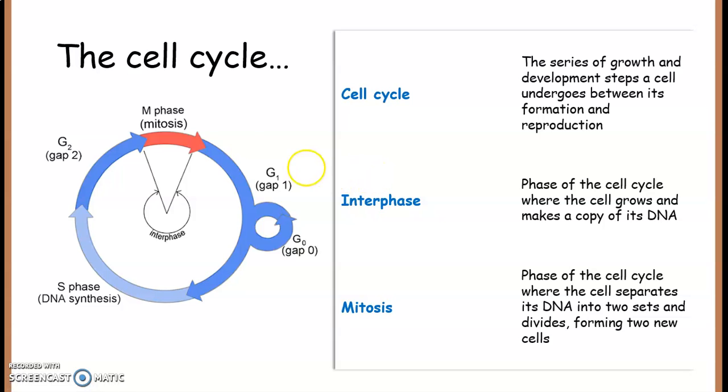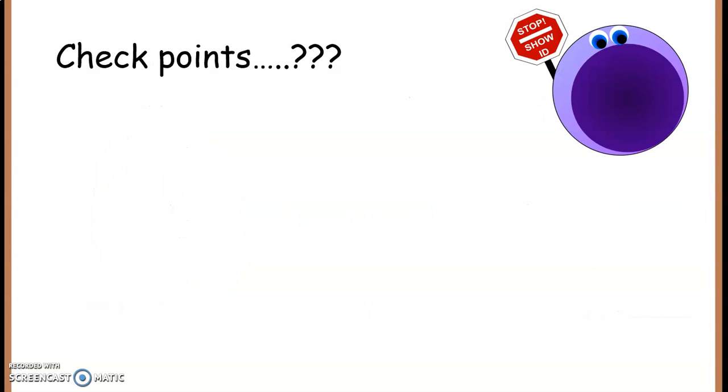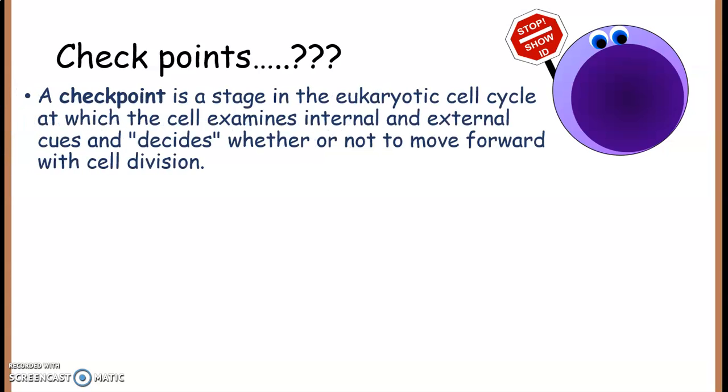So basically, to control the cell cycle and manage that it progresses in a good manner, we need to have various checkpoints at different levels of the cell cycle. So what are basically the checkpoints? A checkpoint is a stage in the eukaryotic cell cycle at which the cell examines internal and external clues and decides whether or not to move forward in cell division.